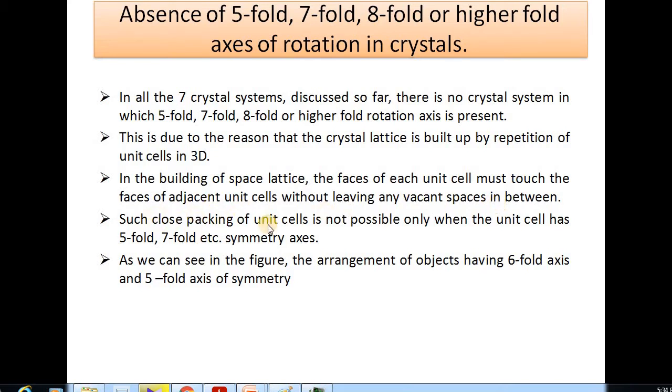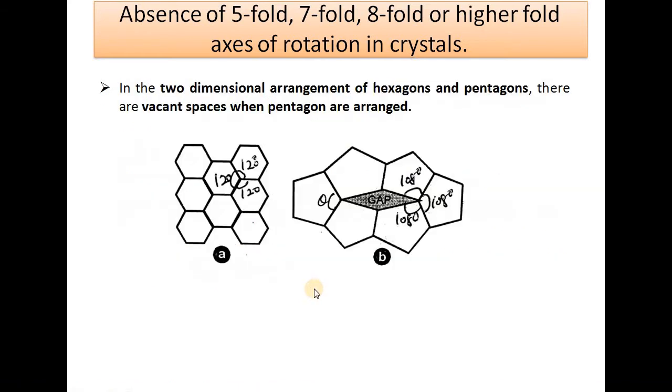So, close packing of unit cells is much required when we are building up a space lattice by joining the unit cells. In case of 5-fold, 7-fold symmetry axis, the close packing of unit cells is not possible. As we can see in the figure in the next slide, where we have arranged the objects having 6-fold axis and 5-fold axis of symmetry for comparison, a two-dimensional arrangement of hexagons and pentagons.